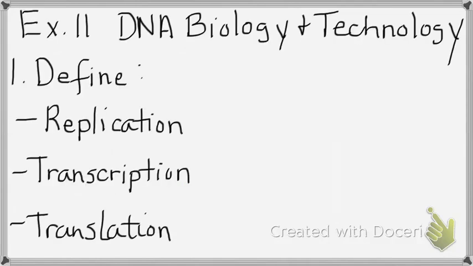All right, so that's all I have for the first exercise, exercise 10 on human genetics. Everybody okay on that one? Good? Okay, we're going to go to DNA biology and technology. And I have these three definitions, and they are good. We could do them with words.